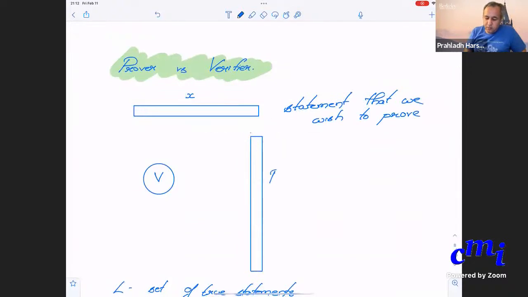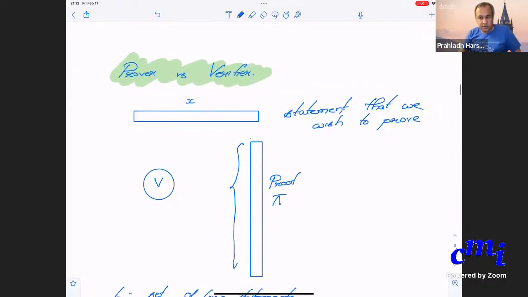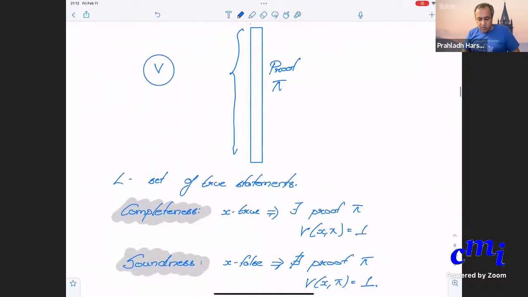You're going to give this object a proof, which is some sort of long string that the verifier reads, and then at the end of it, it's convinced that the statement is true. But what does it mean that it's convinced? You must have these two properties. That is, there should be a notion of true statements. So let's call L the set of true statements. We want two properties to be satisfied if you want to be convinced. If X is in fact a true statement, there must exist one such proof which convinces the verifier that the statement is true.